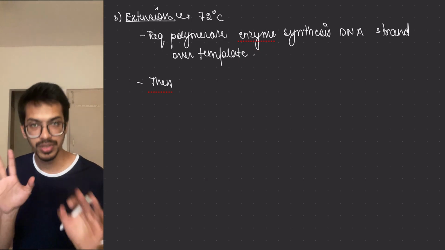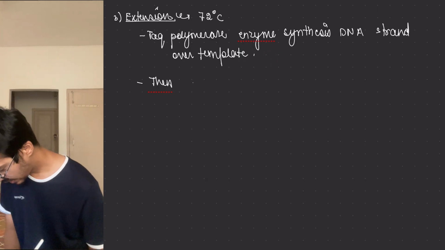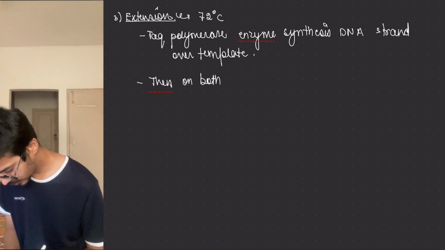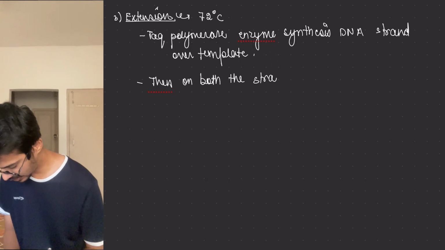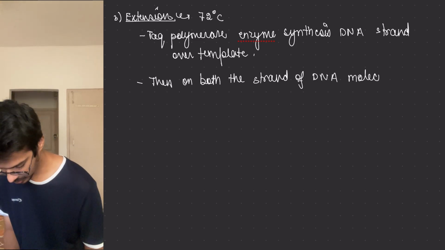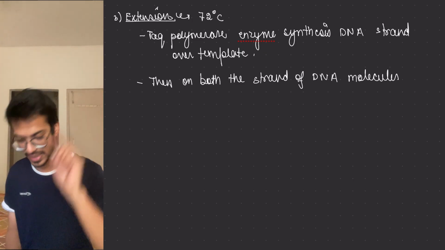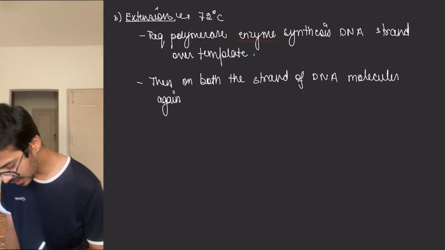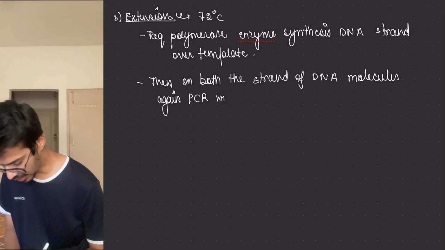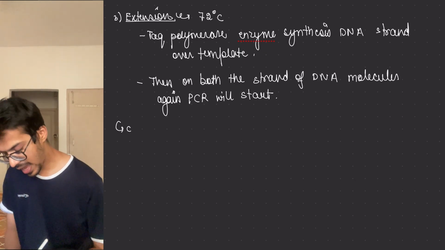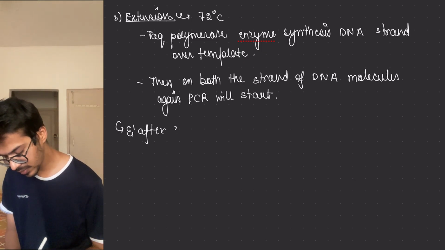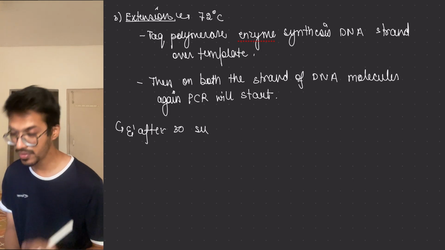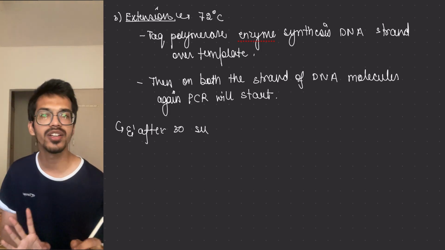It is the number of cycle. We're gonna be writing it up, don't worry. Okay, then on both these strands of DNA molecule, it will start again. Again PCR will start, again PCR will start, and after 30 such cycles it will form close to a little less than 1 billion copies of it.